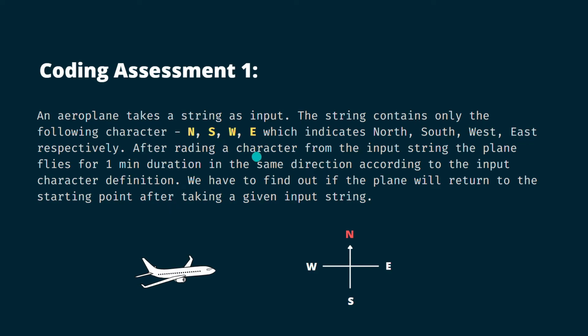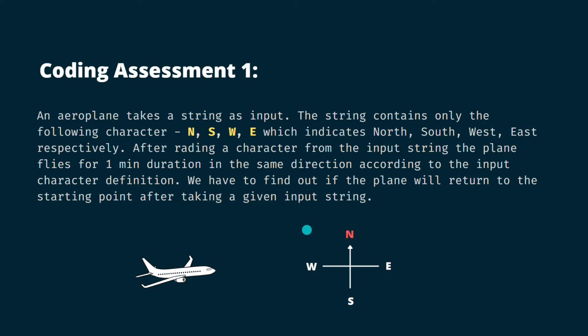The plane reads the string character by character. After reading one character from the input string, the plane flies for 1 minute in that direction. That is, if the plane reads an N character, it will fly in the north direction for 1 minute. We have to find out whether the plane will return to the starting point after following the given input string or not. So I think you have understood the problem.